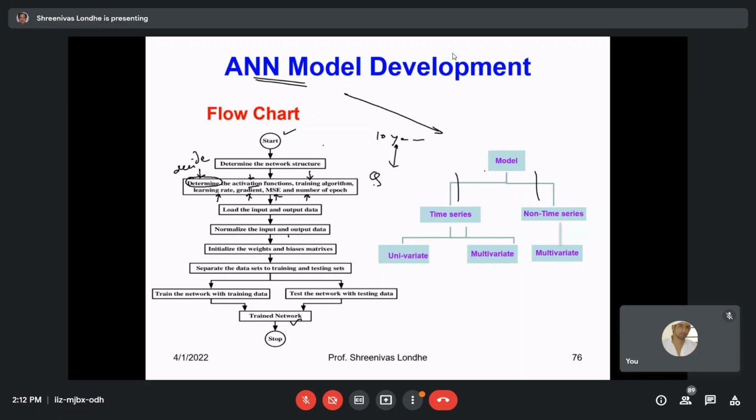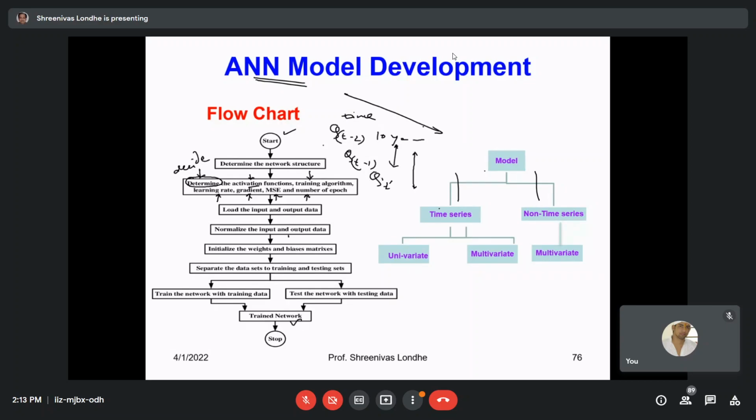Or flood discharge: Qt, discharge at time t, that means today's discharge. Qt minus 1 is yesterday's discharge, and Qt minus 2 is the day before yesterday. Likewise, if I put the values in one particular column, one by one, then it will create a time series of the discharge. So this is the concept of time series. Using a time series, you can develop your neural network.